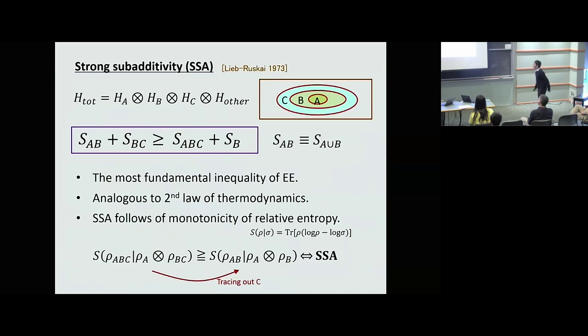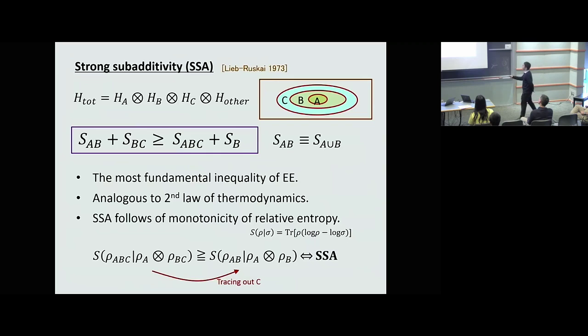Anyway, the most crucial inequality, which plays a crucial role in my talk, is strong subadditivity. This was first found by Lieb and Ruskai quite long ago. For that, we decompose the Hilbert space into H_A, H_B, H_C, and also some other parts. There is no overlap between A and B. In spatial regions, this is a time slice of quantum field theory, so we can just decompose the Hilbert space, cutting space into A, B, and C, and other parts.